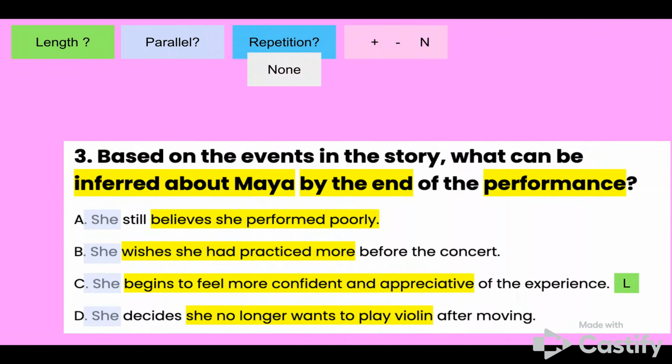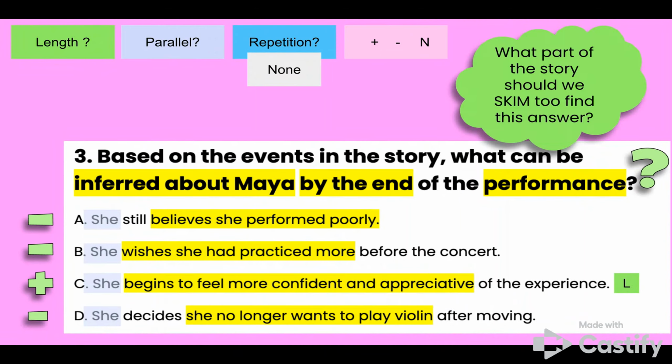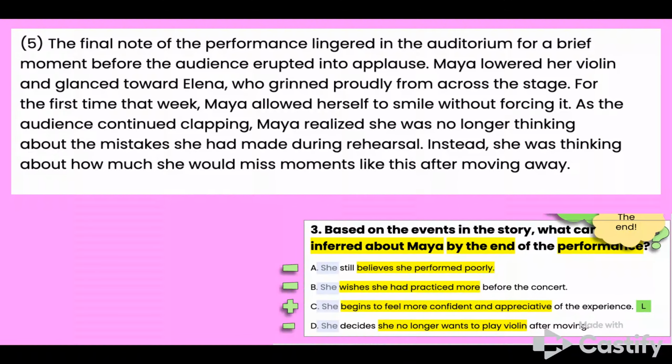Repetition, no. Positive, negative, neutral. Okay, we don't know what this is. Like, based on the events, what can be inferred about Maya by the end of the performance? Well, we don't know. So let's just see if there's a pattern. This is negative, negative, positive, negative. Okay, interesting. Well, what part of the story should be skimmed to find the answer? Now, it should be easy because we're going to look for something negative or something positive. All right, so it says at the end of the performance, so we're going to go to the end.